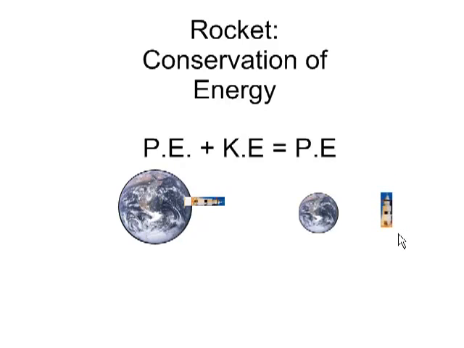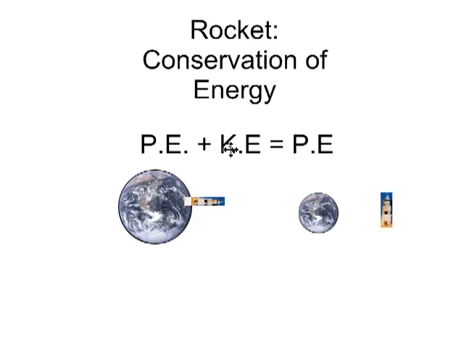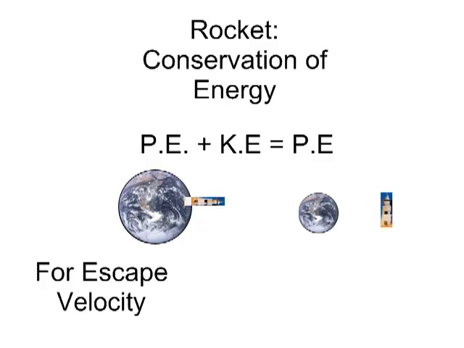Now, we talk about escape velocity, and escape velocity is the point at which that rocket can ultimately make it to infinity. In other words, completely leave the Earth's gravitational field. In which case, potential energy plus kinetic energy at the surface of the Earth has to add up to that potential energy when it gets to infinity. In other words, for escape velocity, potential energy plus kinetic energy has to be equal to zero when that rocket makes it all the way out to infinity.